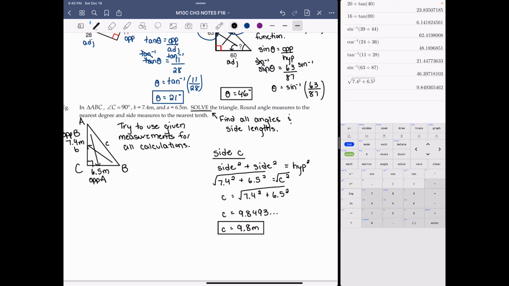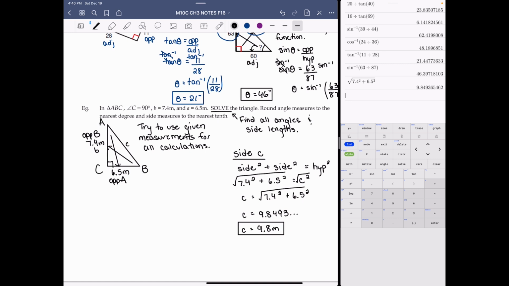Now we need to find angles A and B because we know that angle C is 90 degrees. It doesn't matter which one you start with. I'm going to go with angle A. I have the side that's opposite angle A. I also have side B, which would be adjacent from angle A. Opposite from A and adjacent from A.